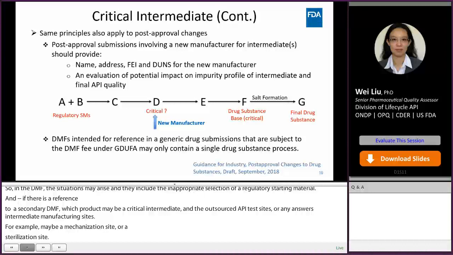Another point I want to mention is, DMFs intended for reference in generic drug submissions that are subject to the DMF fee under GDUFA may only contain a single drug substance process. So if you would like to qualify a different vendor for the intermediate, please keep this in your consideration.